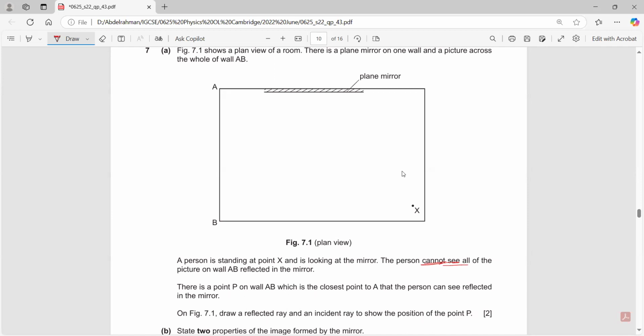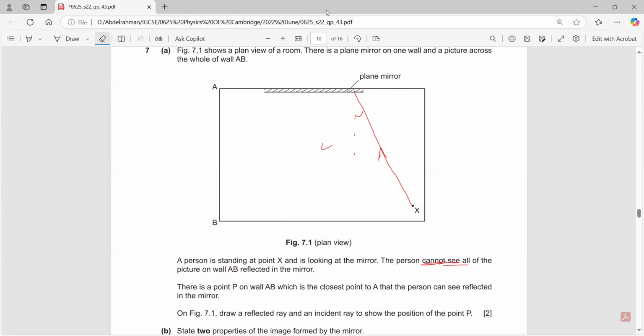We need to find a point P on the wall, which is the closest point to A that he can see on the mirror. So if you think about it, don't draw just yet. What happens if I draw a line from X to the mirror? You need to draw a normal line and then find the angle of incidence and the angle of reflection. So this line would reflect to this point, for example. So he's not even seeing the picture at this point. If he looks at the mirror from this position, he won't even see the drawing, right?